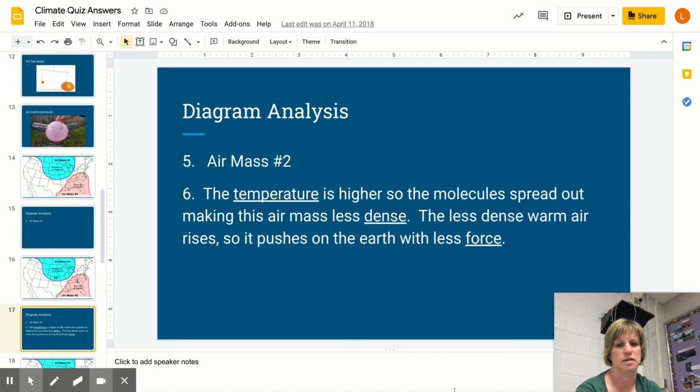And I know this because the temperature is higher, so the molecules spread out, making it less dense, or you could say having a lower density. The less dense warm air rises, so it pushes on Earth with less force. Notice that I've underlined the 3 words that I'm scoring for that you must have in that response: temperature, density, and force.